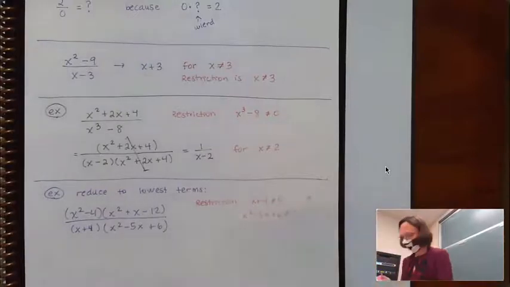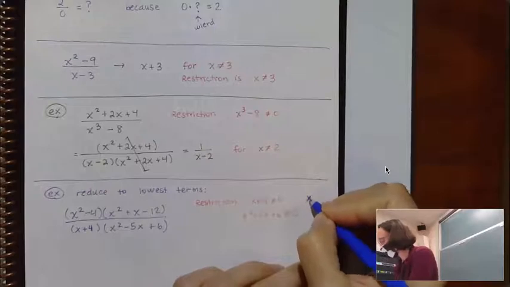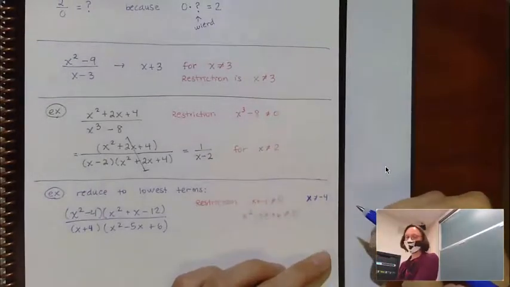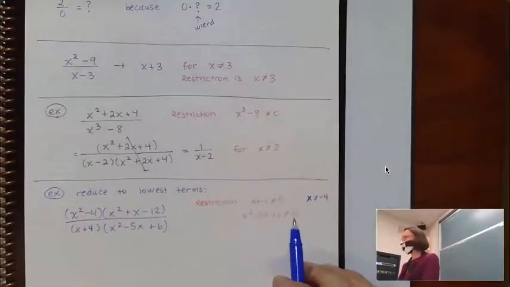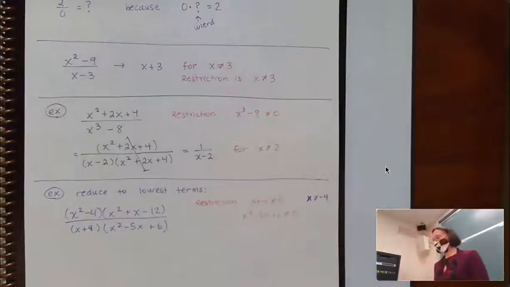That means that I can't have that color. That means that x cannot be equal to -4. Well, if x squared minus 5x plus 6 were going to equal 0, and I needed to solve that, I sure hope it factors.